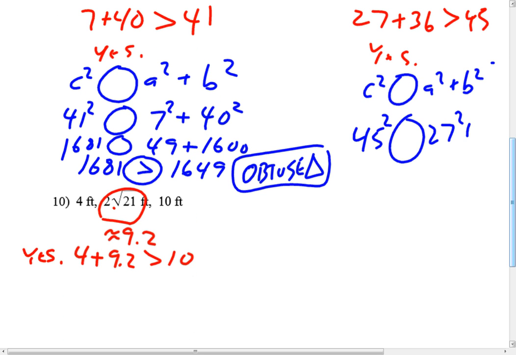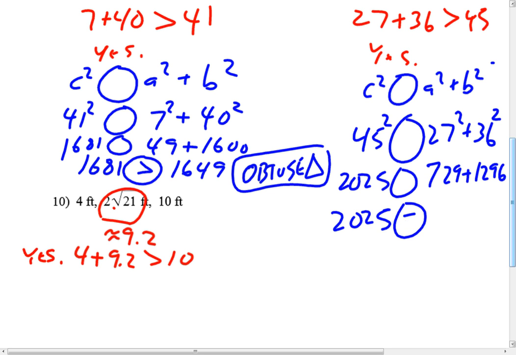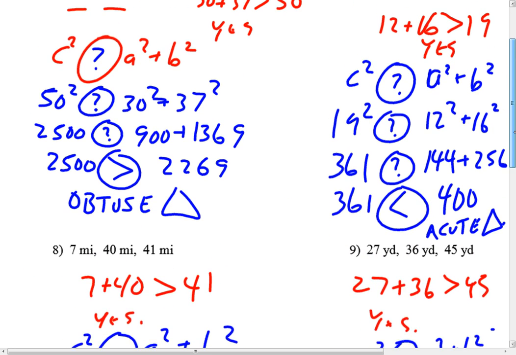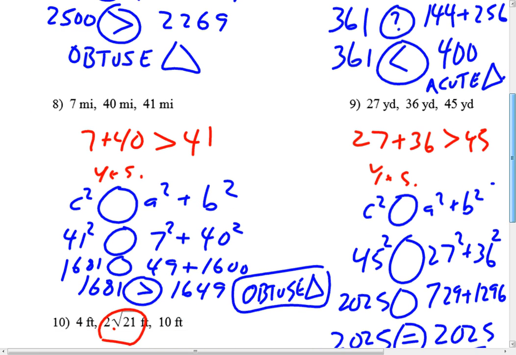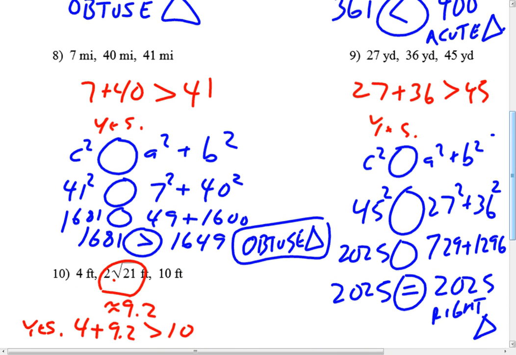45, 27, 36. Looks like I'm getting equals. What does that mean? All of these were set up small to big, small to big, small to big. Be careful. It's not always going to be lined up that nice and neatly for you.